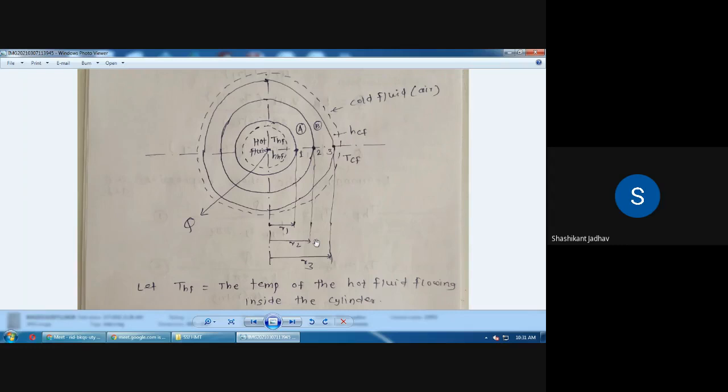What is the equation for the rate of heat transfer due to the convection? We have discussed one law related to the convection, that is Newton's law of cooling. So what is that equation? Q is equal to what? For the hot fluid, heat transferring because of the convection. Anyone?